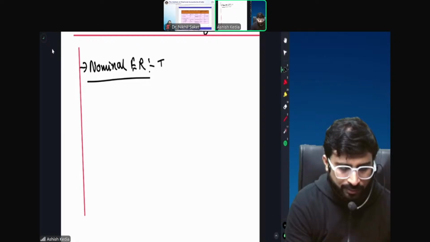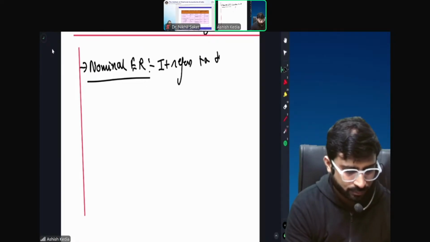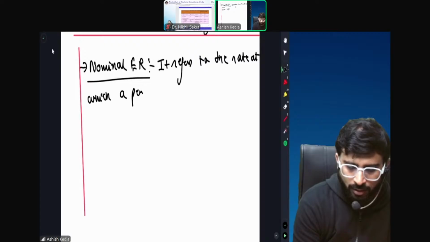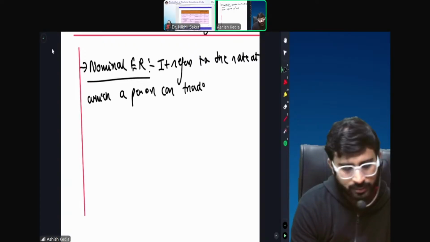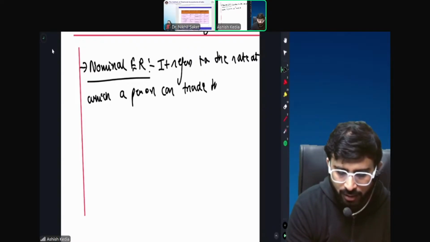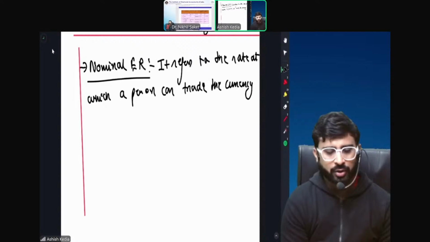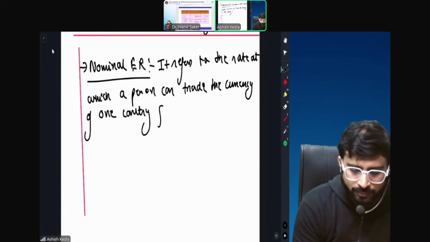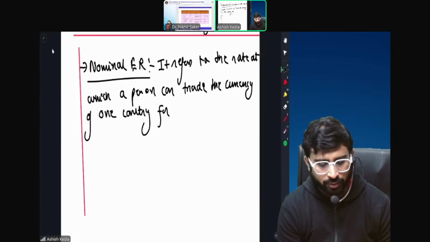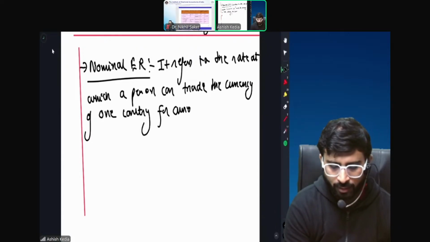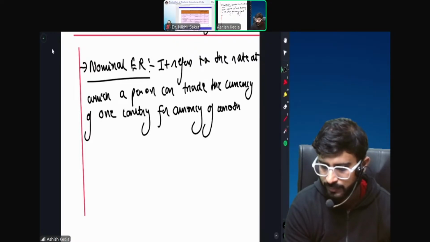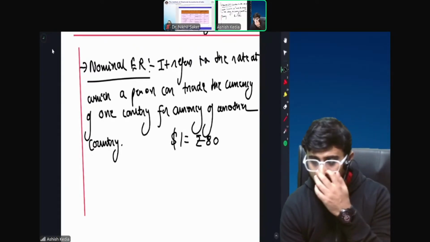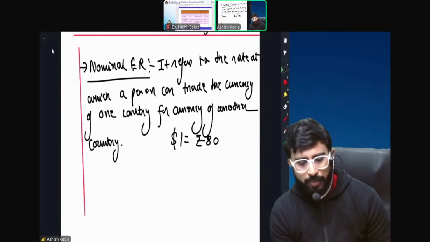So I'll write it down for you. It refers to the rate at which a person can trade the currency of one country for currency of another country. So that's very self-explanatory. When I say $1 is rupees 80, it means to buy $1, I have to pay 80 rupees.